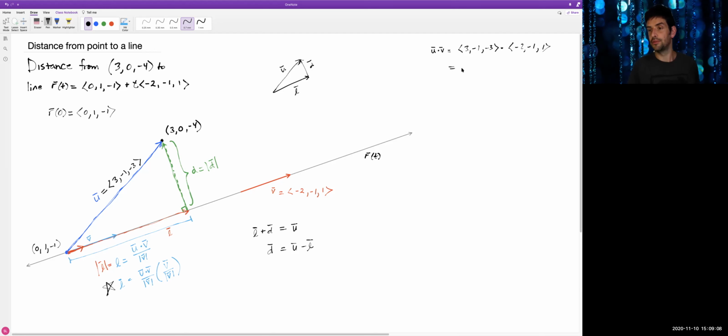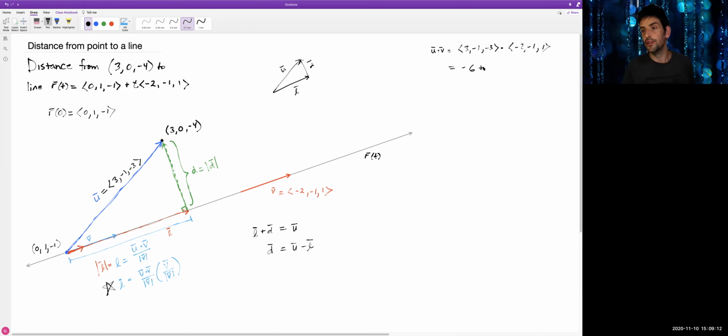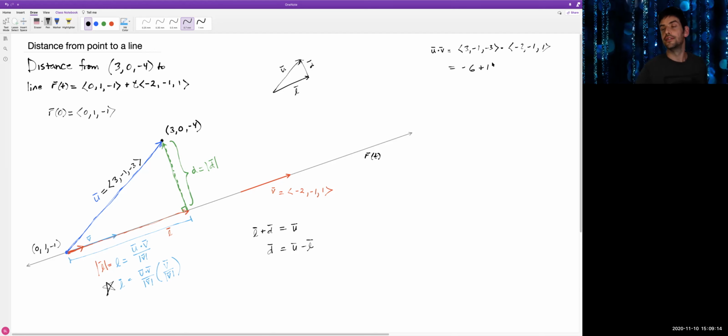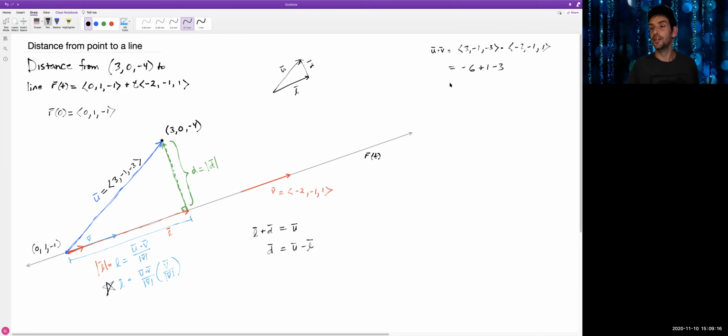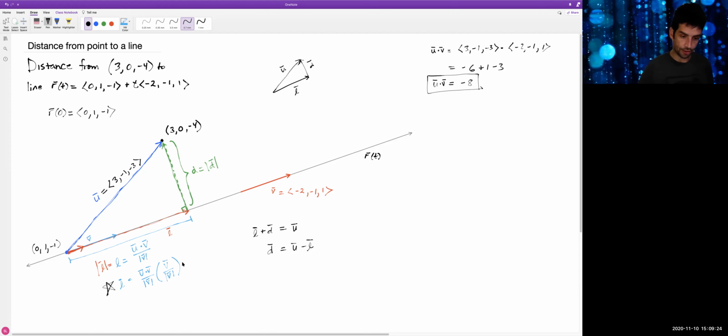So we get 3 times negative 2 is negative 6. Negative 1 times negative 1 is 1. Negative 3 times 1 is negative 3. So we end up with negative 8. So u dot v is negative 8. I'm going to need that. What else do we need?